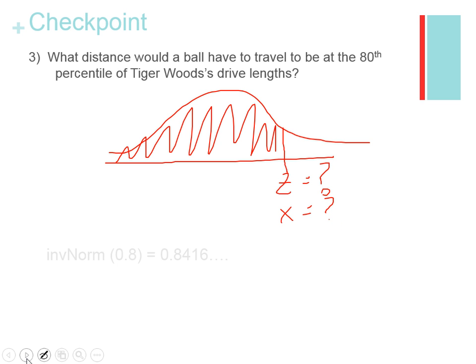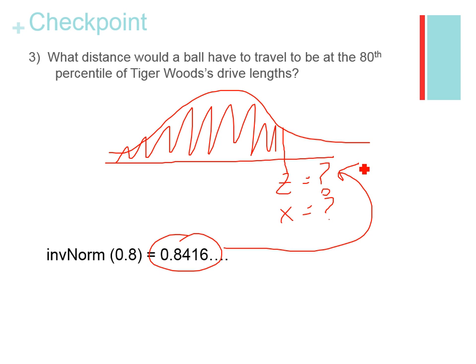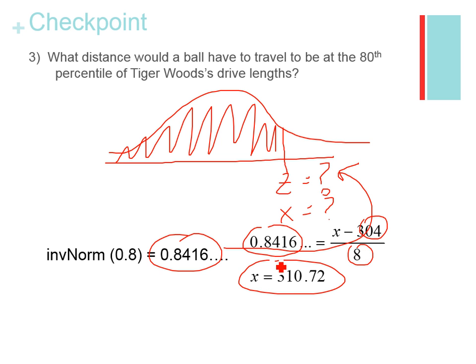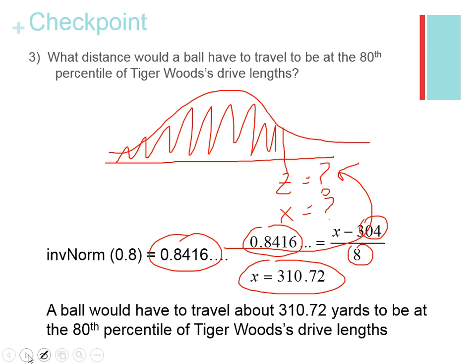To do that, I'm going to do the inverse norm of 0.8, and that's the z-score for this value right here. Then I can use that in the formula for a z-score to figure out what the value of x is. So I'm going to put the z-score in here. Here's the mean, here's the standard deviation, and when I do that I get 310.72, which means the ball would travel 310.72 yards to be at the 80th percentile, meaning 80% of his drives are less than 310.72 yards.